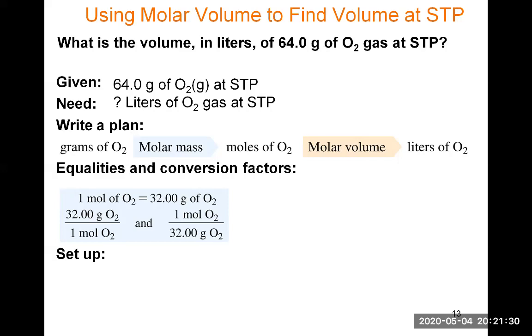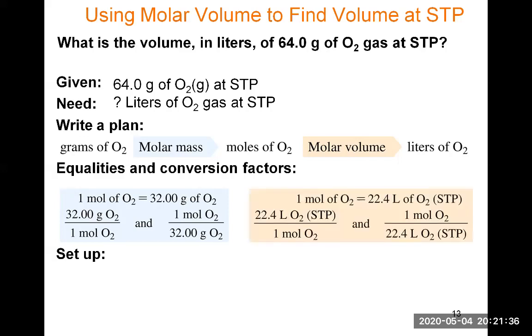And so out of this equality, we can write 2 conversion factors, and they're given here. The next equality is the molar volume. The molar volume says that 1 mole of any gas, so this applies to oxygen here, 1 mole of oxygen equals 22.4 liters of oxygen when you are at STP. And we are at STP, so we can use that equality. Again, there are 2 conversion factors from that equality.